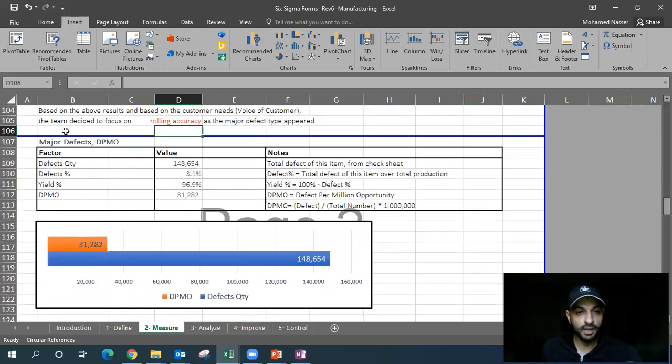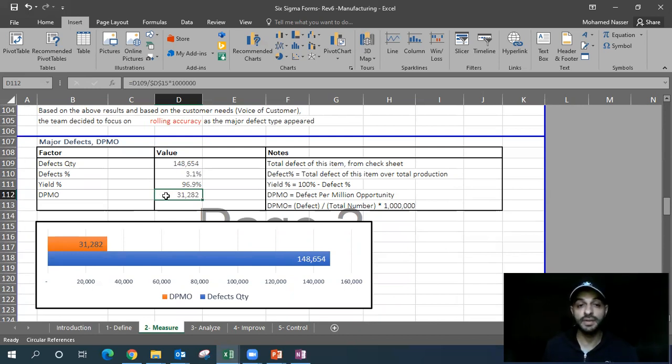Then we move on. As you can see here, the number of defected items, which is the rolling accuracy of the machine, is 148,654 defected items, which is 3.1, so the yield, the performance, is 69.9. Based on that, you will have the defects per million.